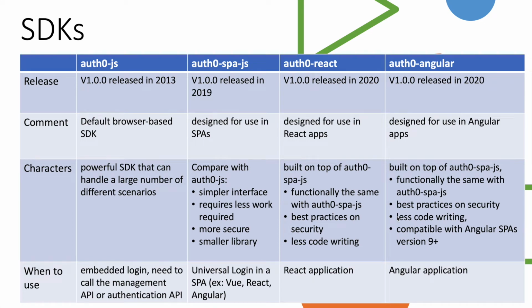This is the comparison for the 4 SDKs for your single-page application. The Auth0-JS is the first released browser-based SDK. It is released at 2013. The Auth0-SPA-JS is released in 2019. It's designed for the use in single-page applications.